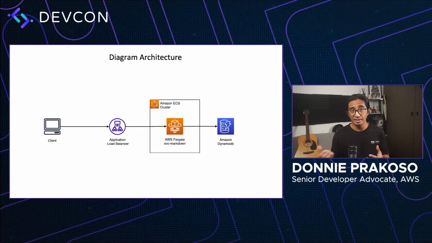For example, what if the Markdown Service API needs to integrate with Amazon DynamoDB to log all the requests converted from Markdown to HTML? So, how can we do that? There are two ways of doing this. If you need to integrate with services that are already integrated with Copilot, such as Amazon S3, DynamoDB, or Aurora Serverless, you can use the Copilot storage command.